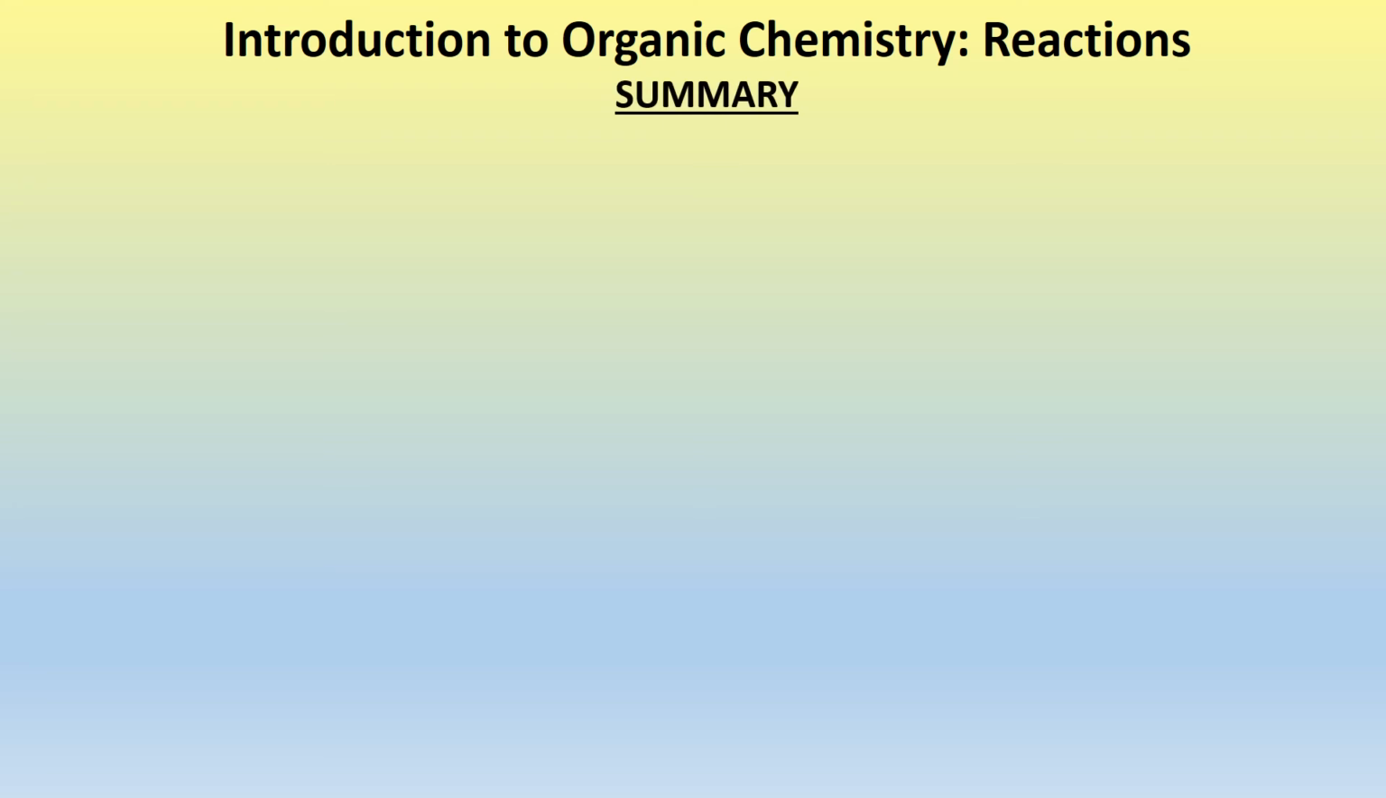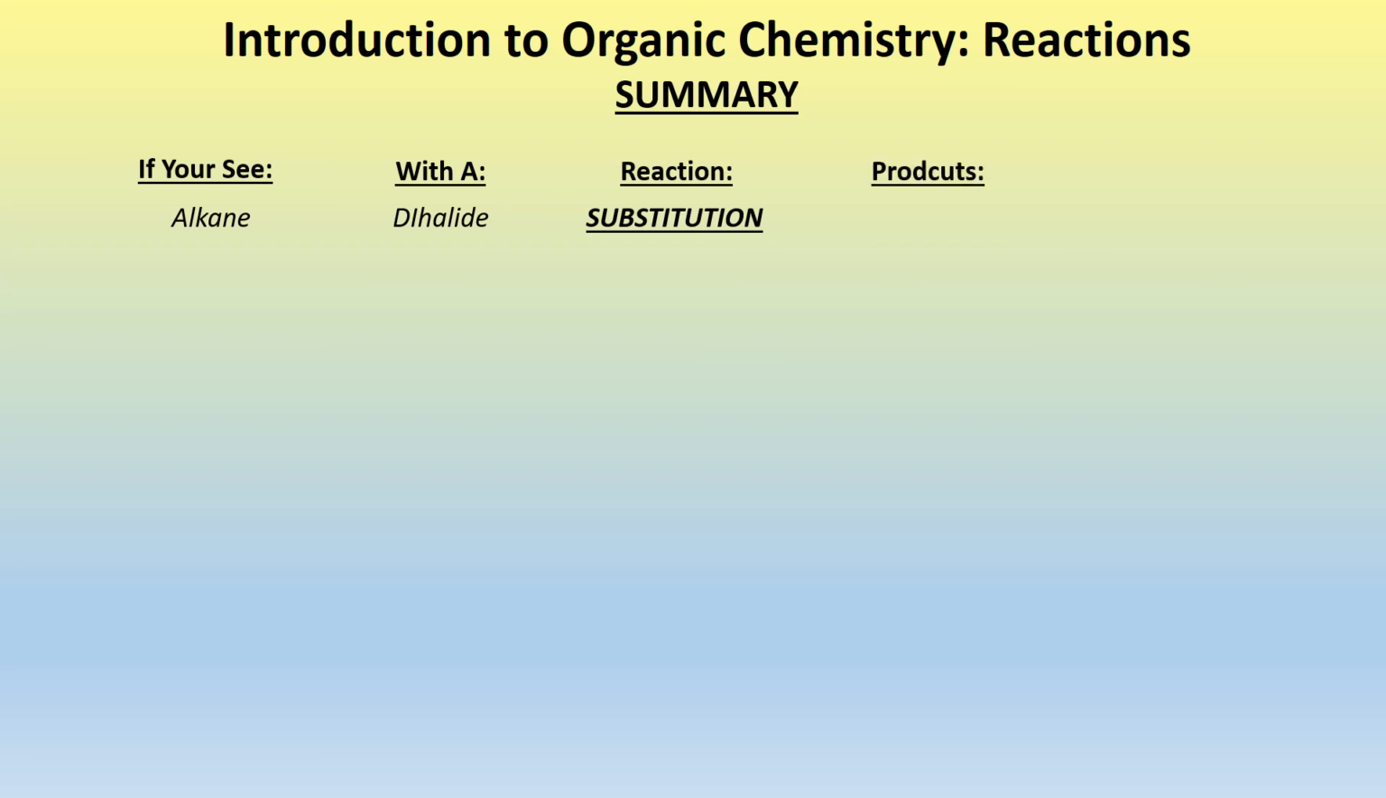In a summary of organic reactions, you have seen there are a limited number of reactions and only certain types of compounds will do certain types of reactions. So here's what you should look for. If you see an alkane reacting with a dihalide, you are looking at a substitution reaction. Your product will be an alkyl halide and an HX, and for advice, because of steric hindrance, the halogen will always attack a terminal carbon.